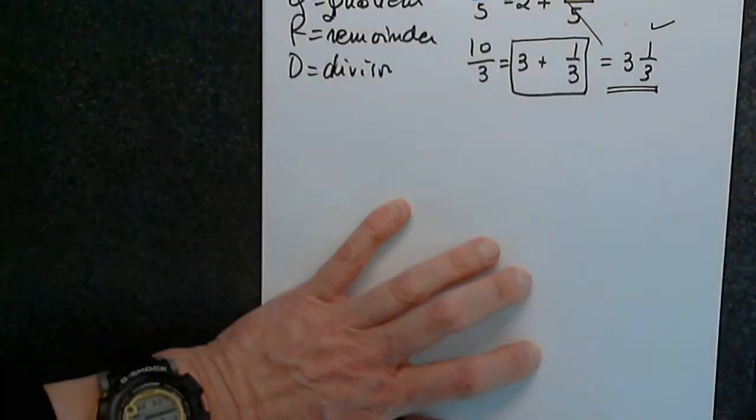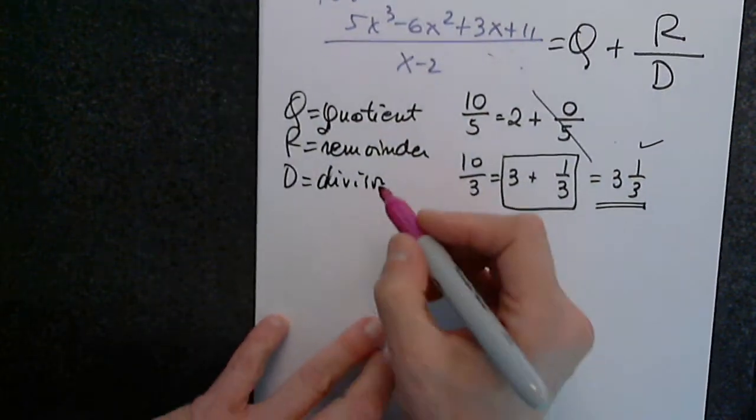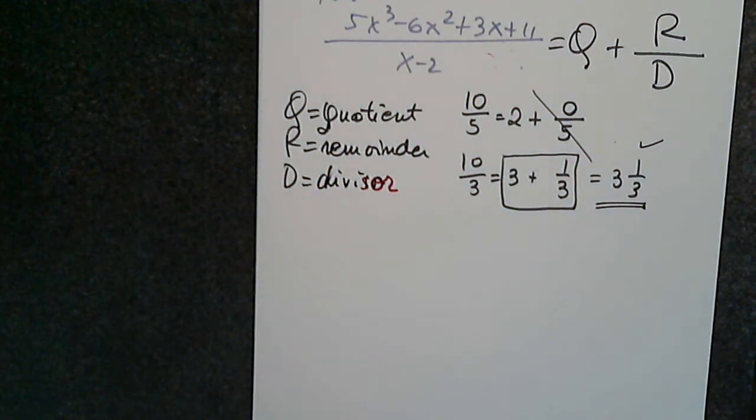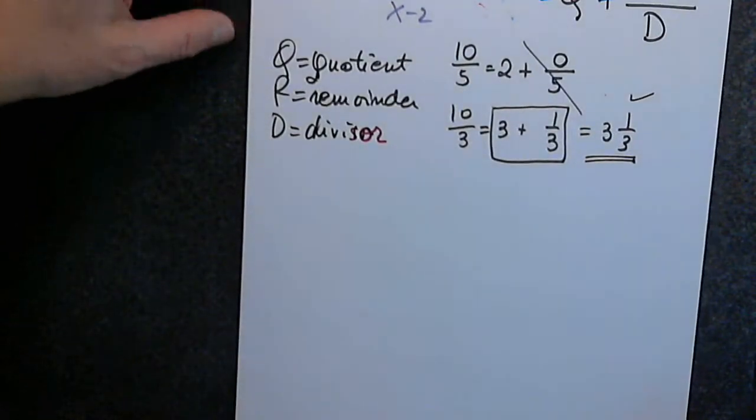Is D supposed to be divisor and not division? Yes, divisor. Sorry about that. I could tell that was an error. No excuse. I'm standing and I'm trying, but my handwriting is not perfect, even if I don't stand. So my apologies to all of you.